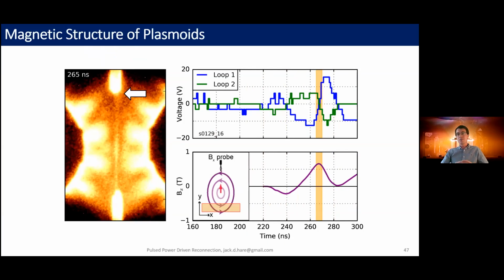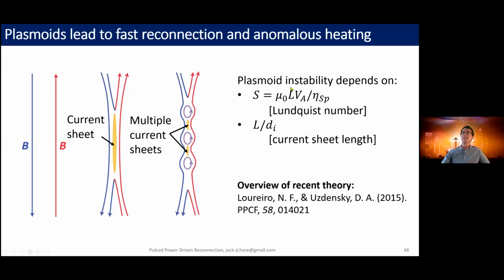So indeed, these plasmoids do have the magnetic field structure predicted by theory. They're not just simply a blob of enhanced density. And that gives us a lot of confidence to compare these results with some of the predictions from the theory. The plasmoid instability theory depends on two key dimensionless parameters. S, which is the Lundquist number, it's a dimensionless measure of the conductivity, and L over d_i, which is a dimensionless measure of the current sheet length in terms of ion skin depth.